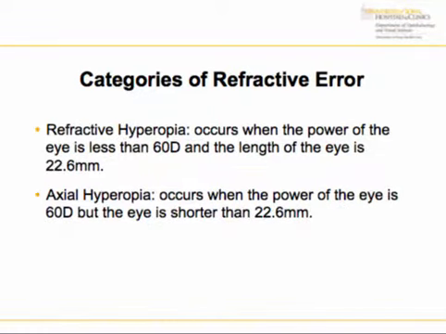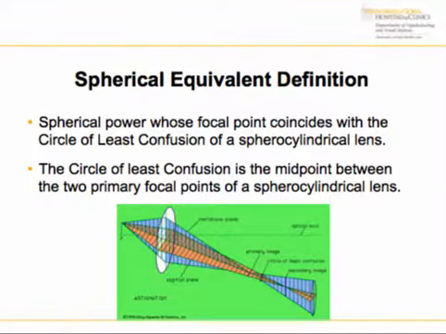Refractive hyperopia occurs when the power of the eye is less than 60 diopters and the length of the eye is 22.6 millimeters. Axial hyperopia occurs when the power of the eye is 60 diopters, but the eye is shorter than 22.6 millimeters. The spherical equivalent is defined as the spherical power whose focal point coincides with the circle of least confusion of a spherocylindrical lens. The circle of least confusion is the midpoint between the two primary focal lines of a spherocylindrical lens.